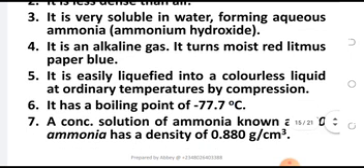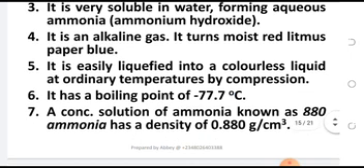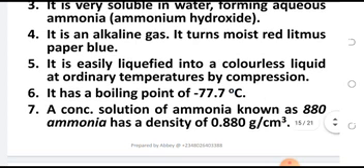Then number 5 is that it is easily liquefied into a colorless liquid at ordinary temperature by compression. It can be liquefied. It has a boiling point of minus 77.7 degrees centigrade. And concentrated solution of ammonia is also known as 880 ammonia, because it has a density of 0.880 gram per cm cube. So these are the physical properties of ammonia gas.